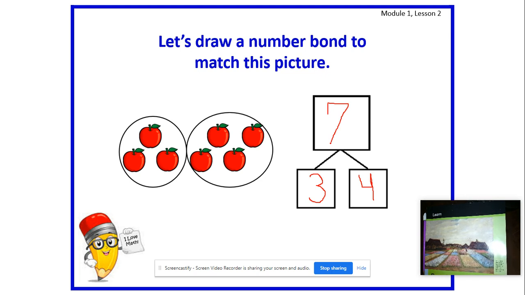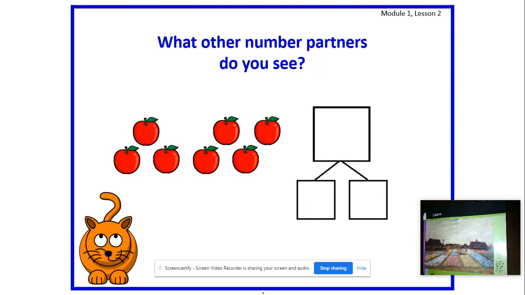So now let's read our number bond. The way we read our number bond is we start with 3 and we say 3 and 4 make 7. Read it with me. Get ready. 3 and 4 make 7. Awesome job.